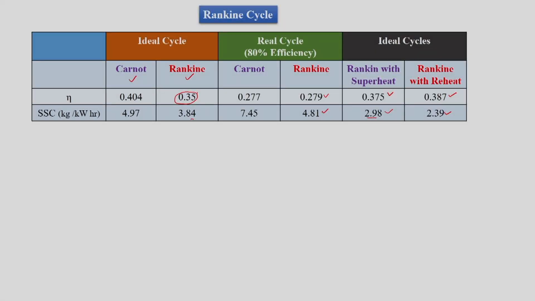But when we said we do not have ideal components, we have real components with 80% efficiency, we got a large decrease in Carnot cycle efficiency, and specific steam consumption increased, but the Rankine cycle efficiency did not decrease to the extent the Carnot cycle efficiency decreased. In the ideal case, if we use superheat, Rankine cycle efficiency improved further, and with reheat it improved further still.